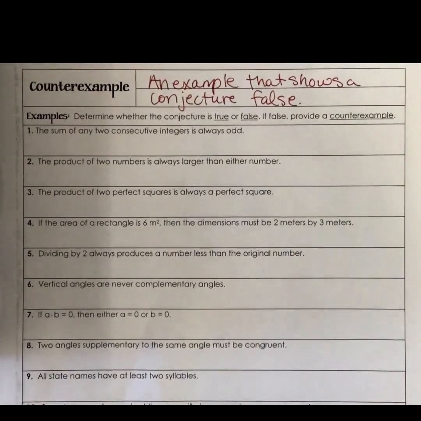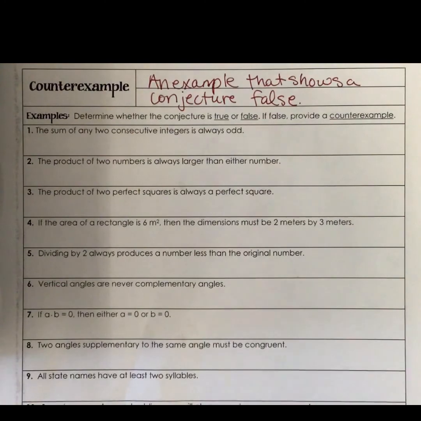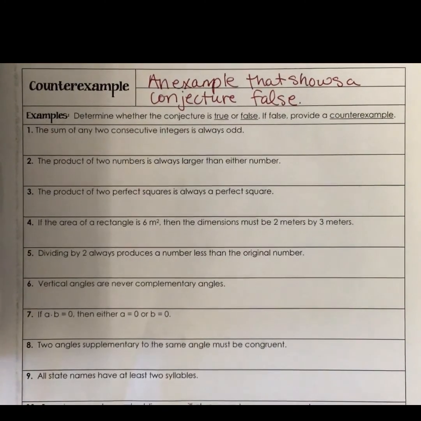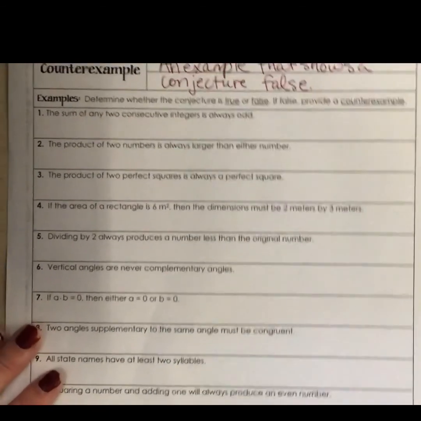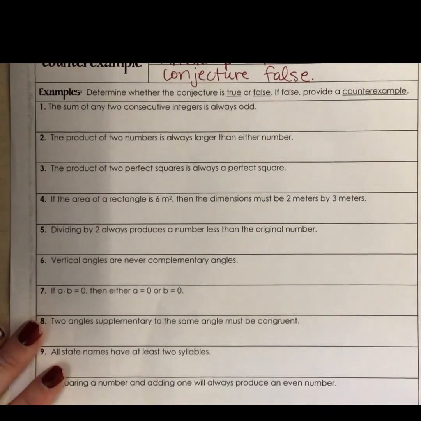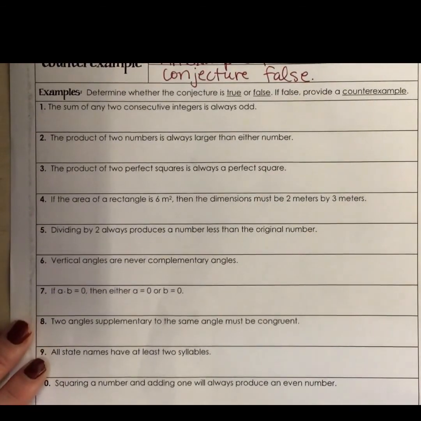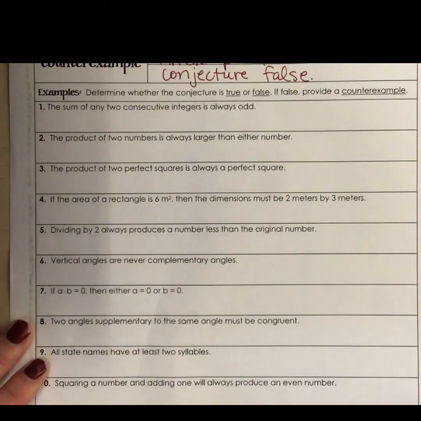So when you think of what a normal example would be, it shows how something works. We do examples in class all the time. A counterexample, that word counter in front of it, says that it's going to do the opposite. So instead of showing how something works, it shows how something is false. And we're specifically going to use those for a few of our conjectures that we have here. Let's just do problems 1 and 2 for right now.